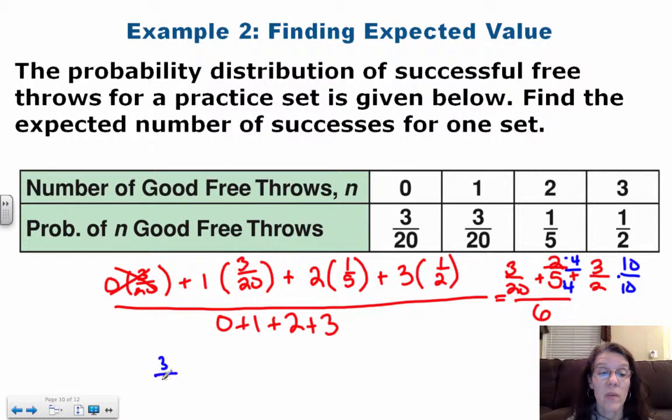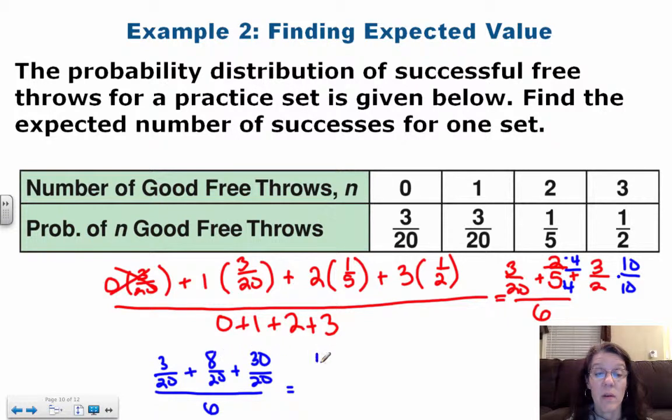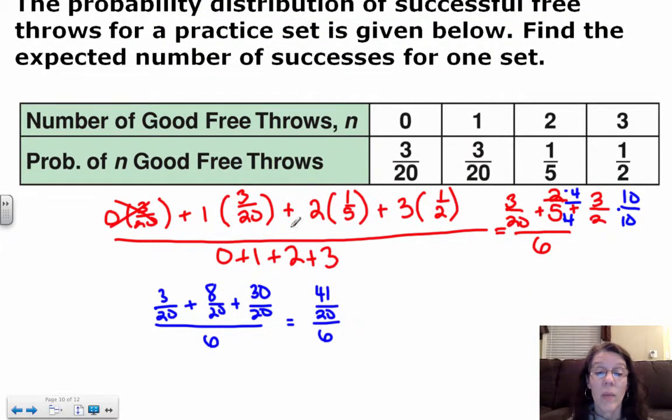So I have 3/20 plus 8/20 plus 30/20 all over 6. Now I can add my numerators because I have the same denominator. 3 and 8 is 11 plus 30 would be 41 out of 20 divided by 6. But now I have a fraction in a fraction. Well, remember, when we divide by a fraction, it's the same thing as multiplying by the reciprocal, but we need to think of this as being 6 over 1. So that's 41. Let's make that a 41, not a 14.